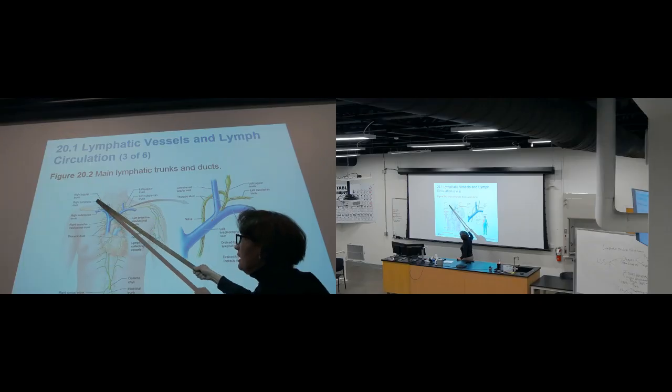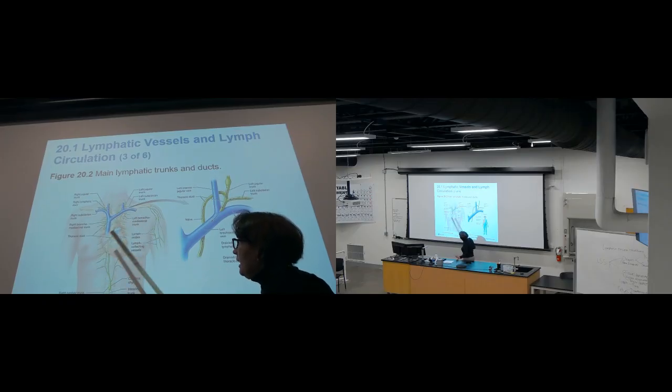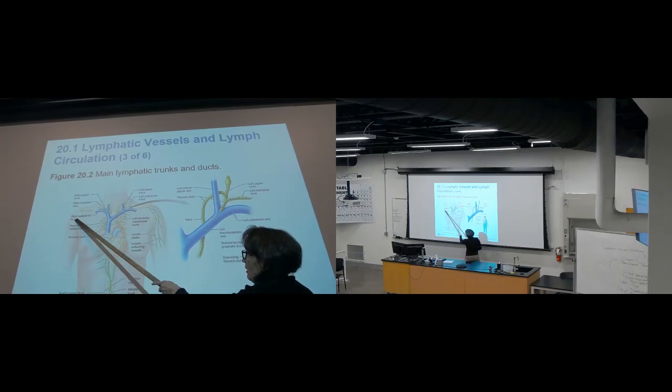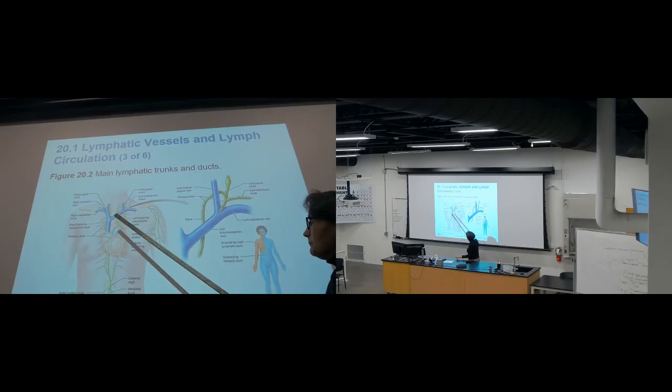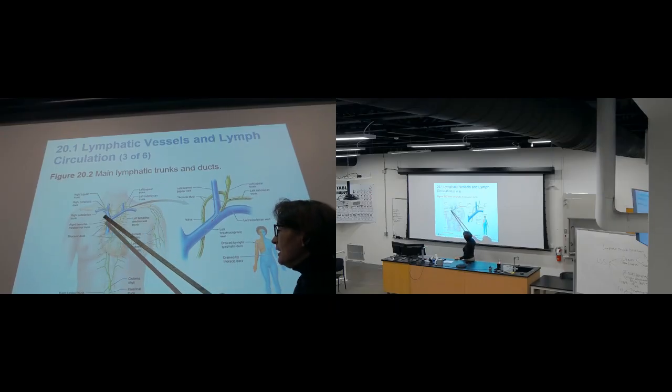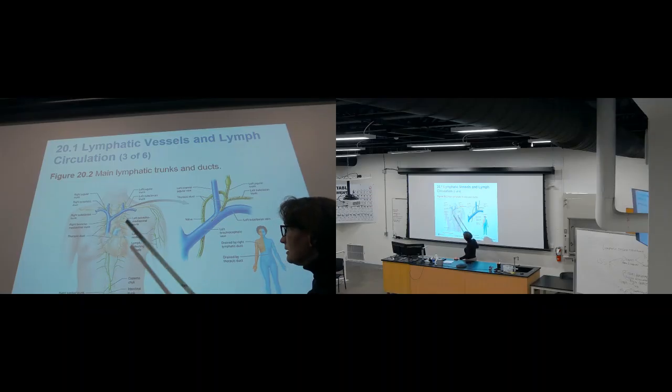And then you have on the right side this right lymphatic duct that receives the lymph from the right side of the head and the right side of the neck by this right jugular trunk, and then the right arm drains the lymph into this right subclavian trunk, and they merge and form this right lymphatic duct, which also receives the lymph from the right hemithorax by this right bronchomediastinal trunk, which is this.